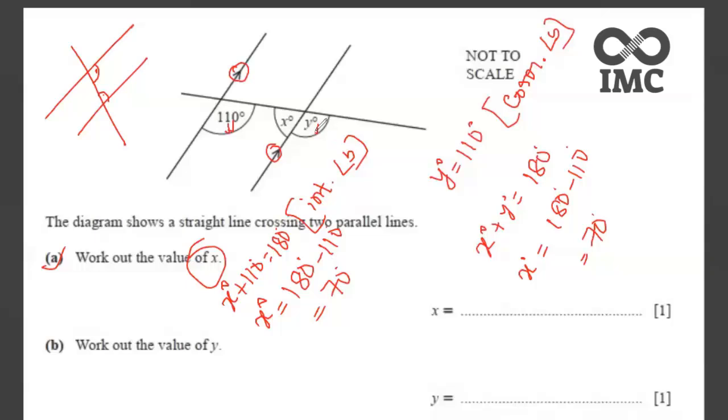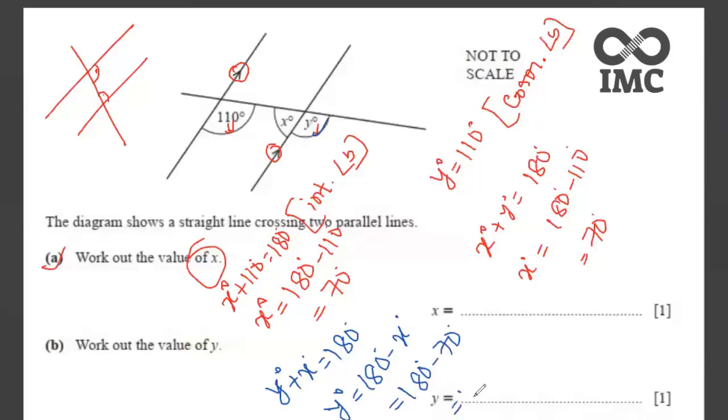And now the question says to find out y. So we can write y plus x. So here we can say y plus x equal to 180 degrees because of adjacent angles on a straight line. Then y degree will be 180 degrees minus x or 180 degrees minus 70 degrees. Then your final answer will be 112 degrees. So this is the best way to solve this problem.